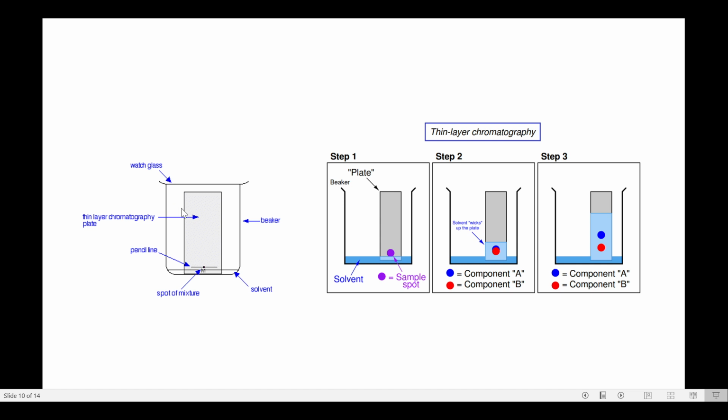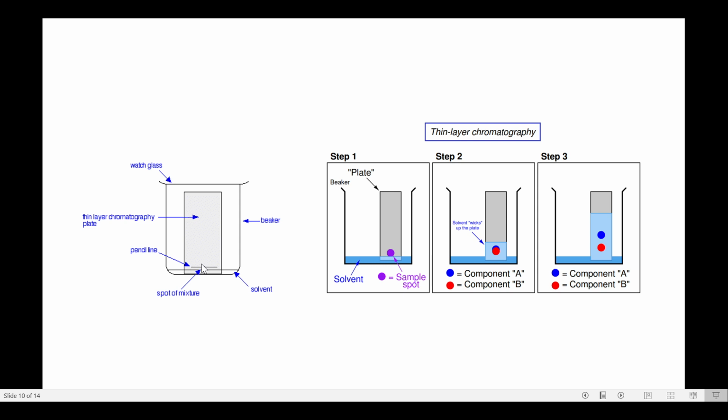This layer of adsorbent is known as stationary phase. Here you can see in this picture, this is the beaker which contains the solvent. It can be any solvent in which the compounds are soluble. So here this compound will be taken, and this glass plate is coated with a thin layer of silica gel and there is a spot of the component mixture.